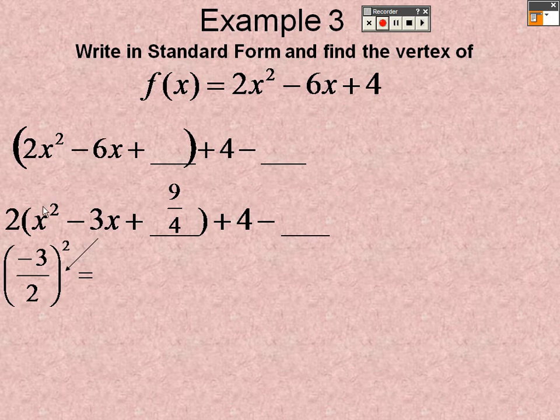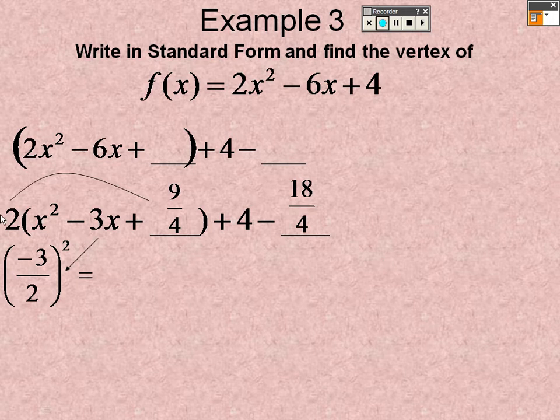However, whatever I'm adding over here, I need to subtract. And because I have a number outside of it, I actually have to distribute that through. So 2 times 9 is 18. I still have the 4 on the bottom, so I'm really subtracting 18/4 on the other side.